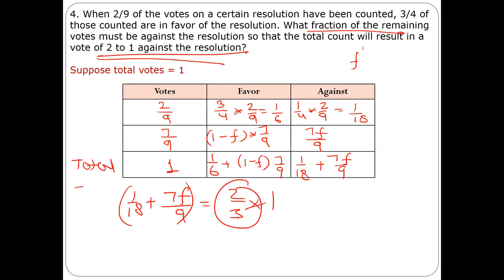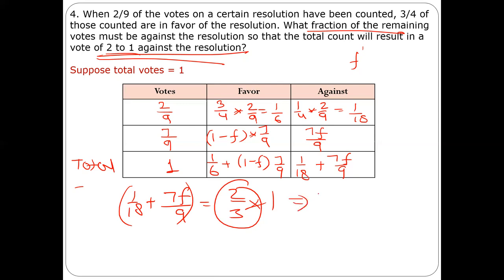So this is obviously 2 is to 1 against the resolution, Kavita. 2 is to 1, right? So 2 against and 1 for. So that makes a total of 3, right? So a total of 2 out of the 3 votes should be against. Guys, are we clear? Okay.